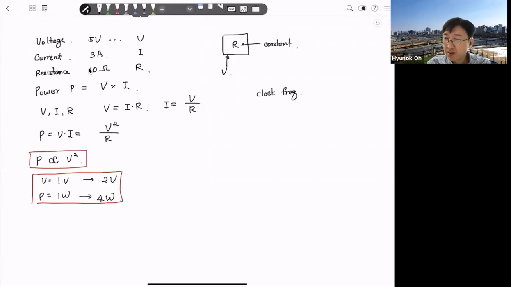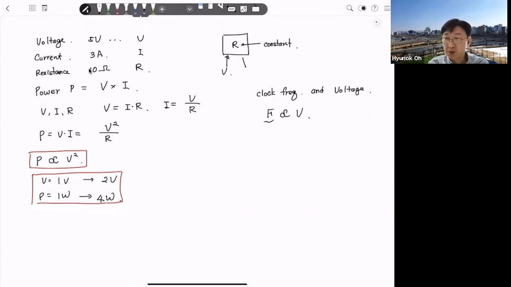Clock frequency and voltage: what is the relation? Actually, the clock frequency is proportional to the voltage. Why? Simply, you can think of it like this.